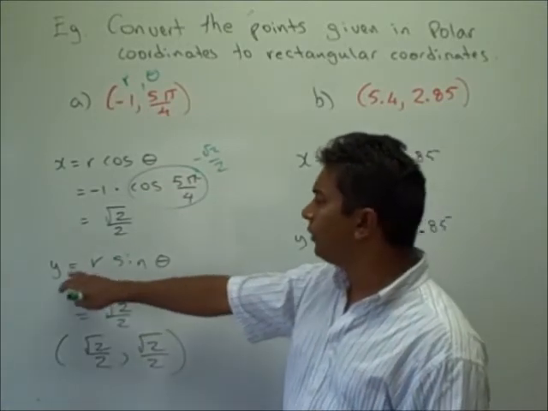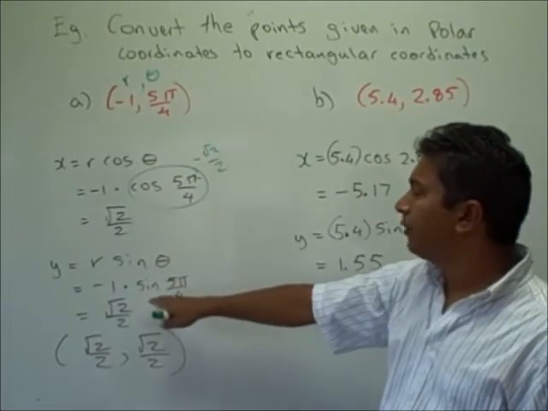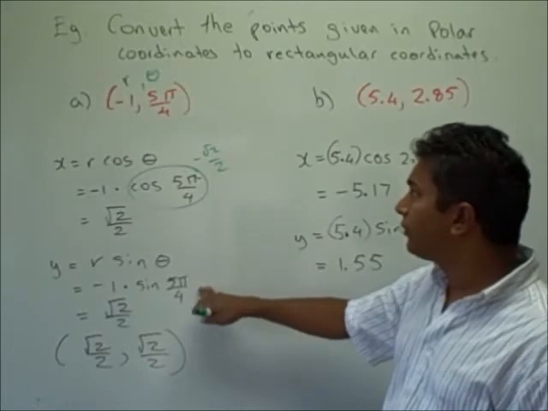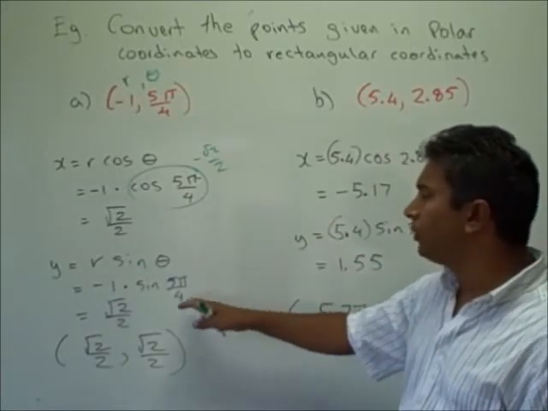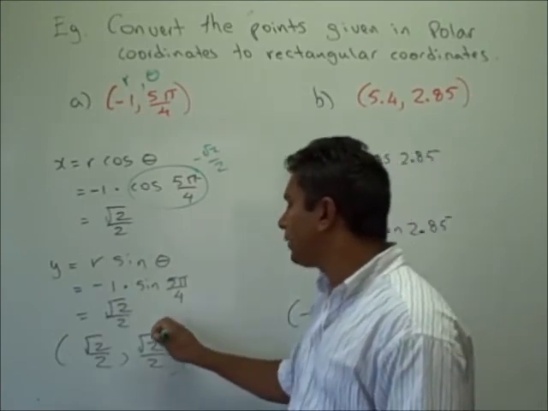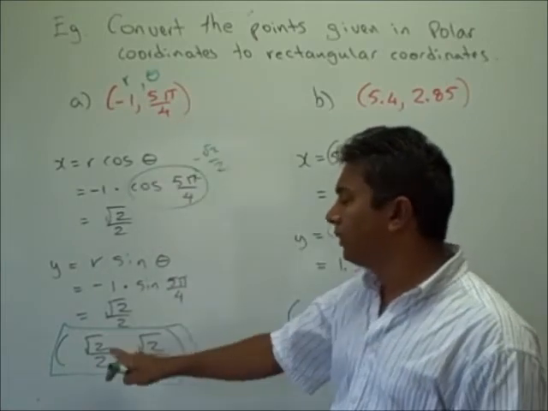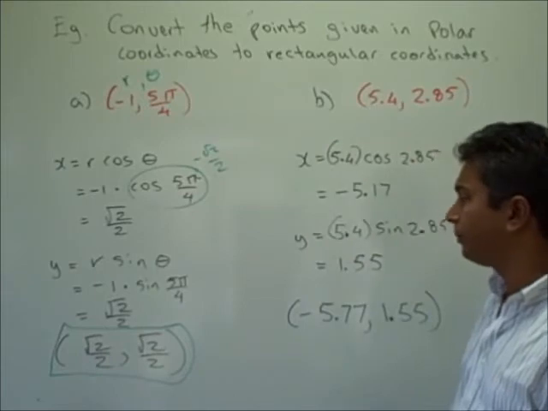To find y, y is equal to r times the sine of theta. Sine of theta in the third quadrant is the same as cosine, so it's negative square root of 2 over 2. So -1 times negative square root of 2 over 2 gives us a positive square root of 2 over 2. So our rectangular coordinates for this polar coordinate would be square root of 2 over 2 and square root of 2 over 2.